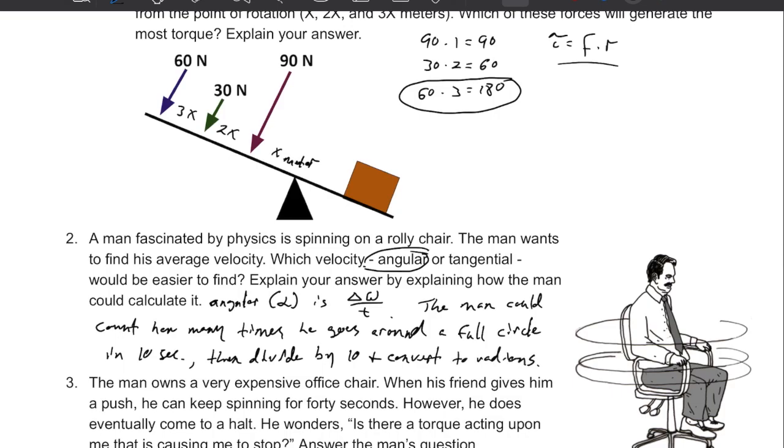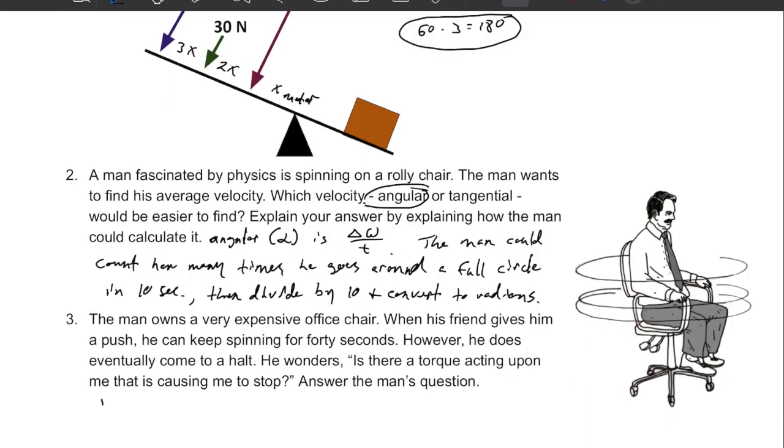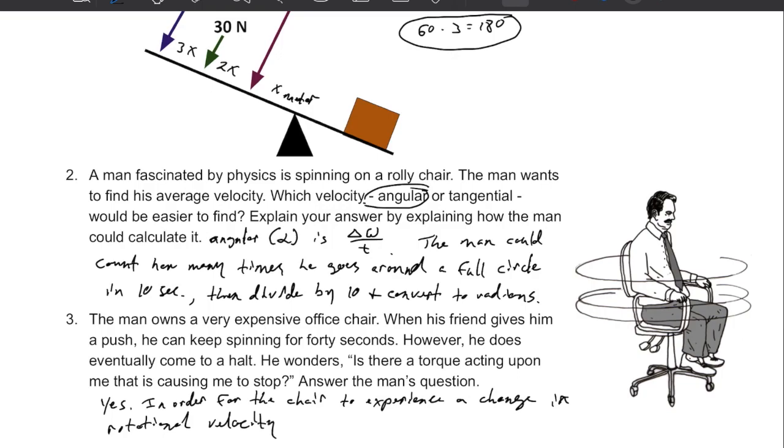All right, the man owns a very expensive office chair. When his friend gives him a push, he can keep spinning for 40 seconds. However, he does eventually come to a halt, which means a stop, right? He wonders, is there a torque acting upon me that is causing me to stop? Absolutely. In order for the chair to speed up or slow down, for it to experience a change in angular velocity, also known as an angular acceleration, there has to be an unbalance of torques. If there is no unbalance of torques, if he's balanced torques, then he's just going to spin forever. So in order to see that change, that slowdown, there has to be an imbalance of torques.